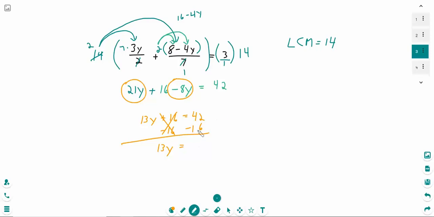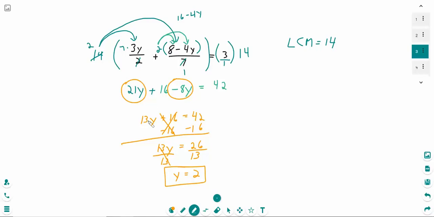16s will cross out. We're left with 13y. And if we subtract these, what do we get? We get 26. Yeah, 26. And then finally, we can divide out the 13. And we're left with y is equal to 2. Look how nice that worked out. Y is equal to 2.